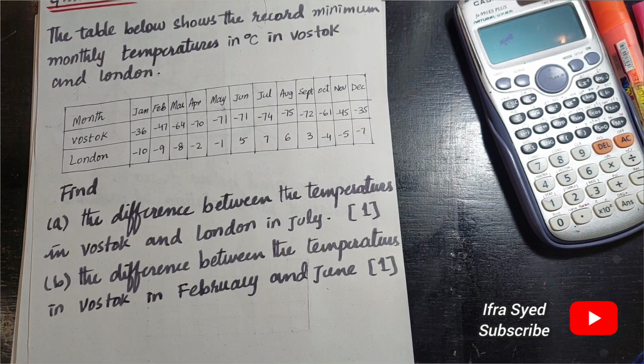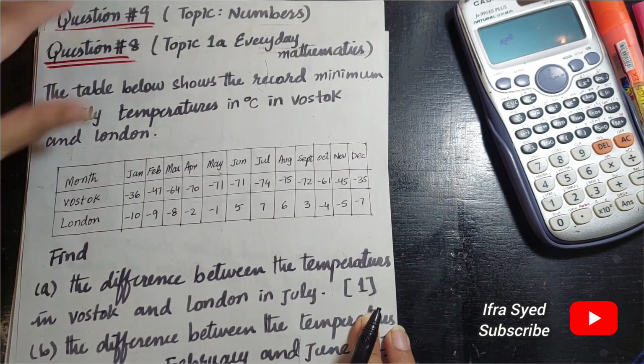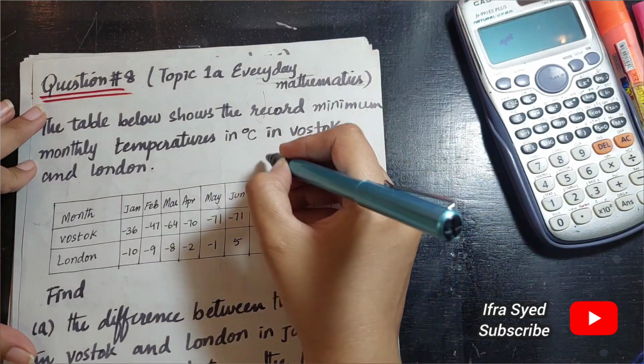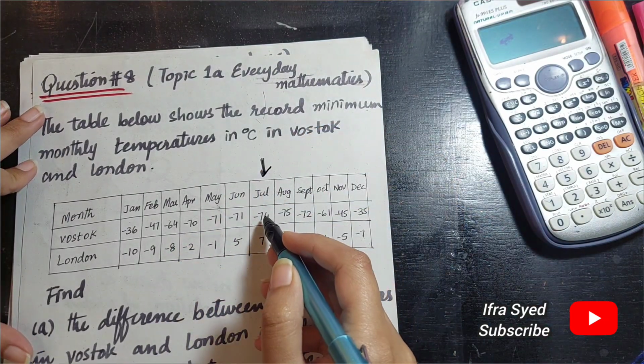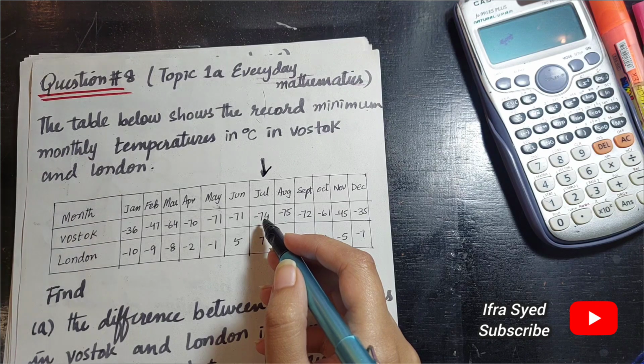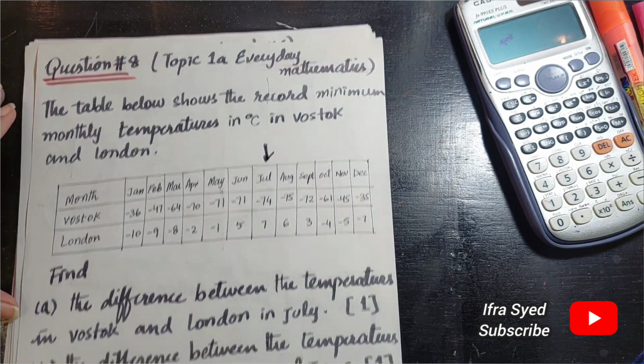And what we have to find in this question, in the first part, is the difference between the temperature in Vostok and London in July. So in the first part, we have to find the difference in temperature in Vostok and London. So in July, where is July? Here it is, July. So in July, we have to find the difference in temperature in both the cities.